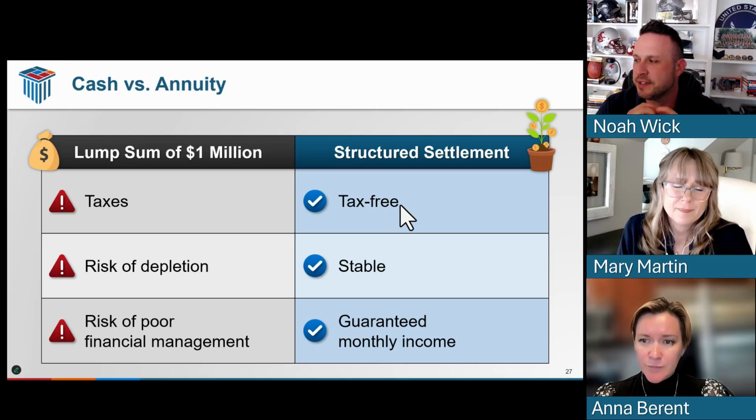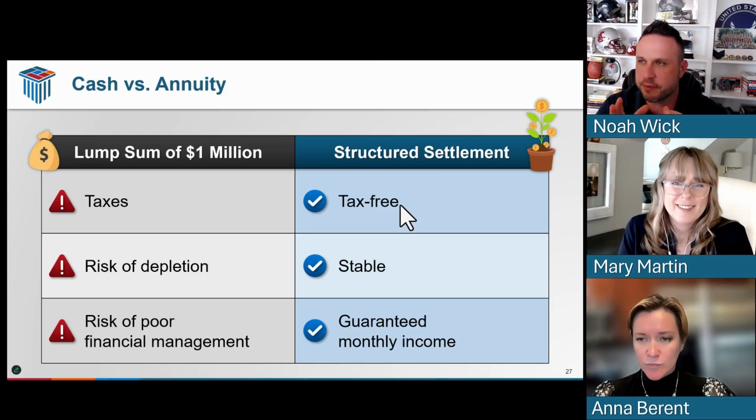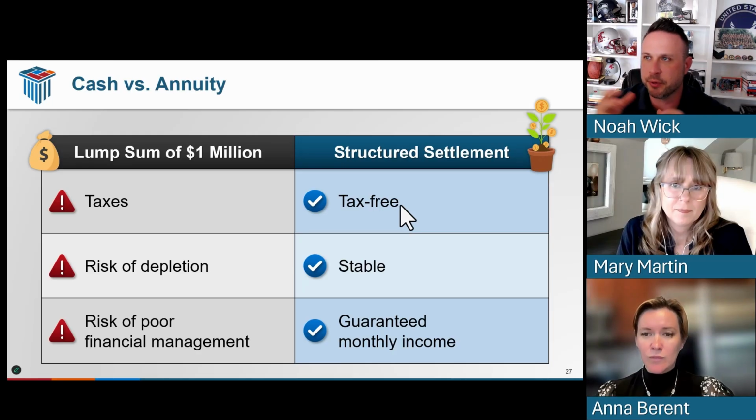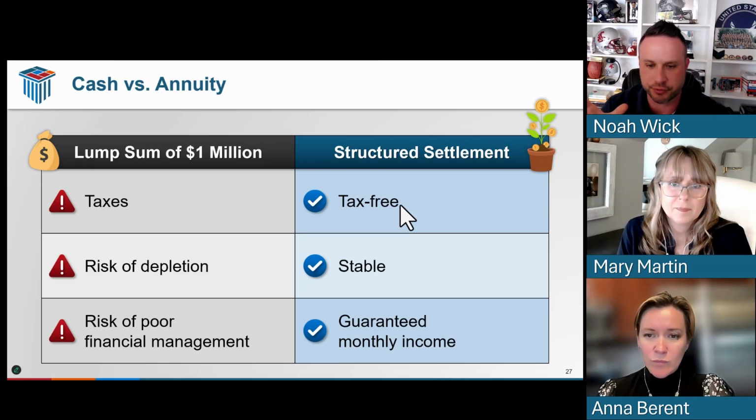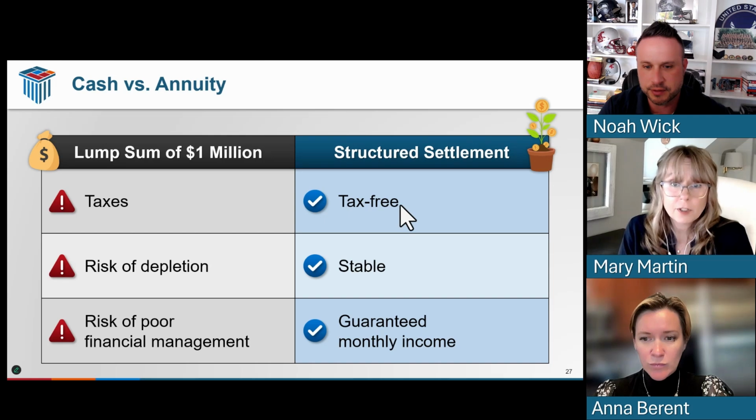When it says that it's guaranteed monthly income, does that mean that, let's say we set it up through a certain group, what if that group goes under? That's a really good point.